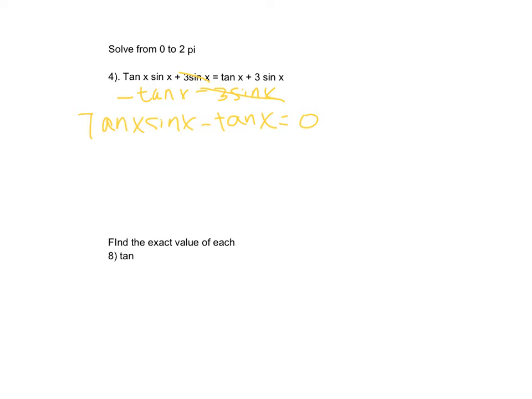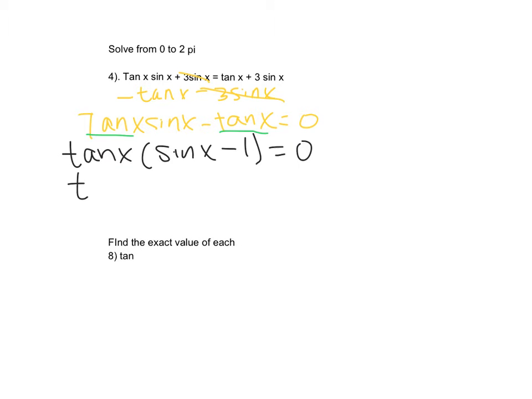Now I have just a regular equation, and my next thought would be, should I factor this? Which is what I should do, and what I hopefully notice is that they each have a tan. So I'm going to factor out the GCF, the tan x. That leaves me with tan x times sine x minus 1, because there's actually something there. You don't want to leave it off. Equals 0.